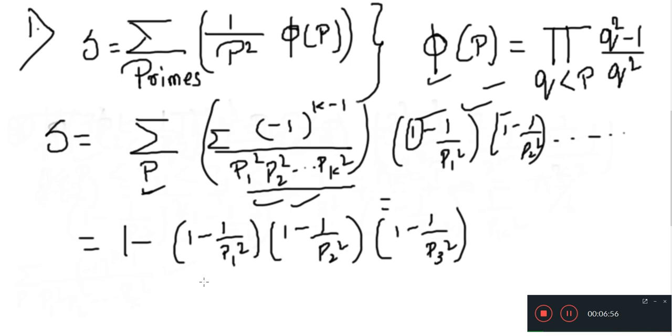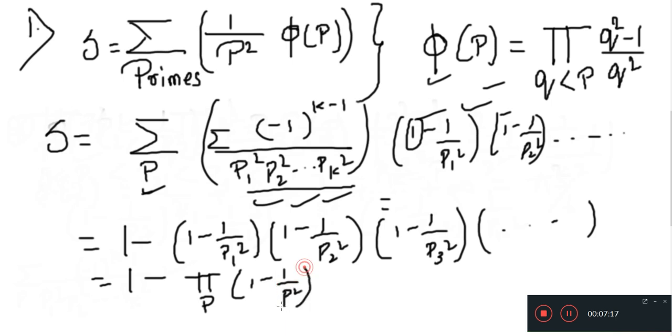So just imagine this product being expanded out. What it gives you is 1 minus this entire thing, this P1 square, P2 square, each and every combination that you can think of, right? That's exactly what we have here. So this basically gives you 1 minus the product over primes of 1 minus 1 by P square, which means 1 minus, now this is equal to the inverse of zeta 2, which is 6 by pi square, because we already stated if there was a minus 1 in the power, then only it would have been pi square by 6, right? Okay. So this is the exact answer.